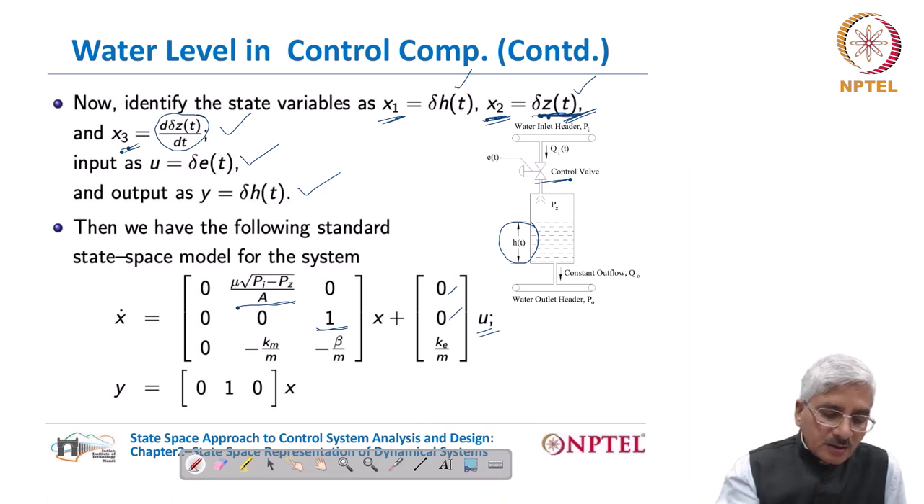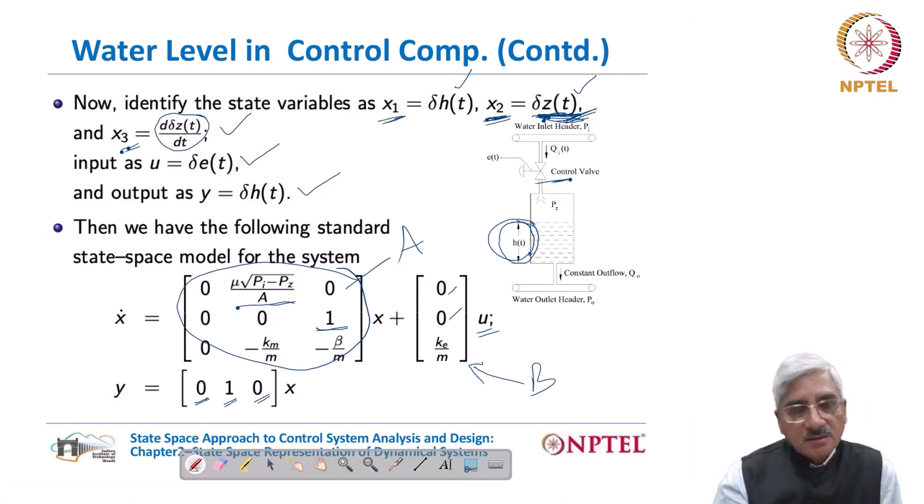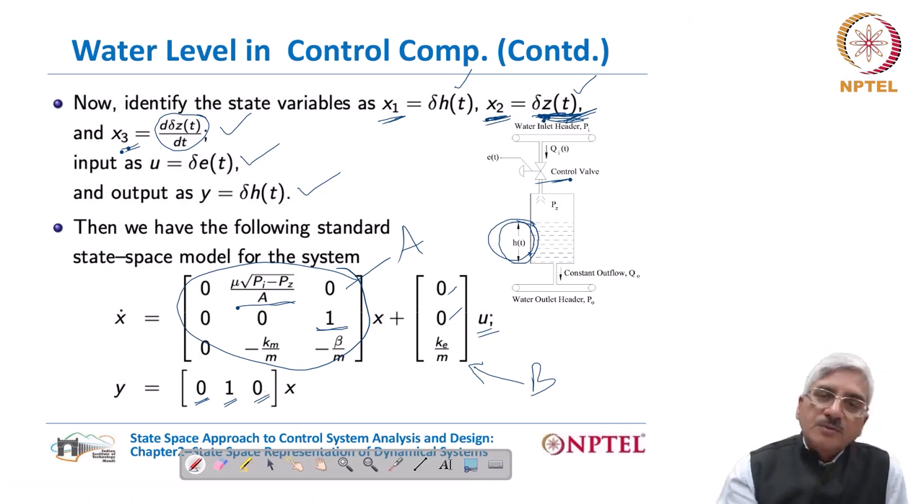So x dot is given by this as the A matrix and this as the B matrix. So Ax plus Bu. And the output Y is the liquid level, the water level in the compartment, which is proportional to the valve opening delta Z. So we have Y equal to 0 corresponding to the first state, 0 corresponding to the third state, and 1 corresponding to the second state. So 0 x1 plus 1 x2 plus 0 x3, that is the value of Y.